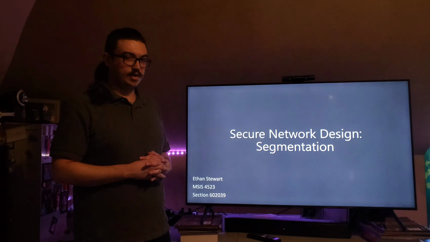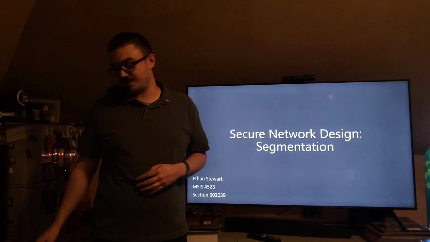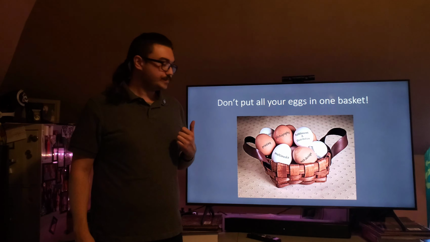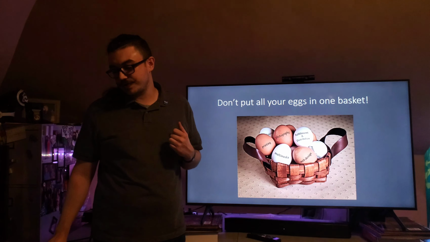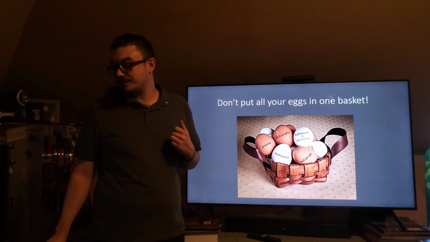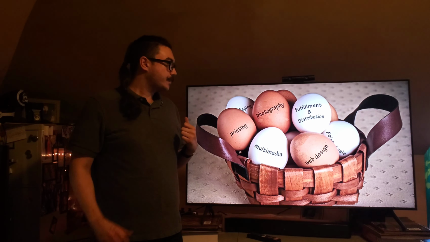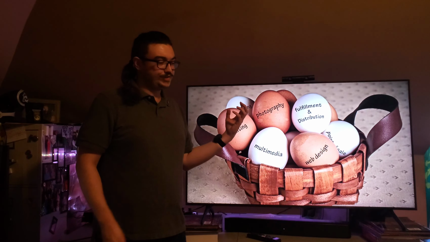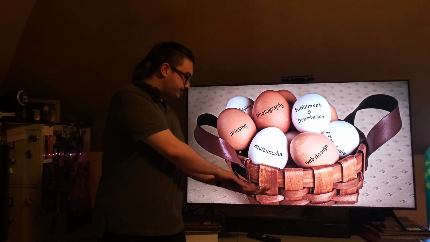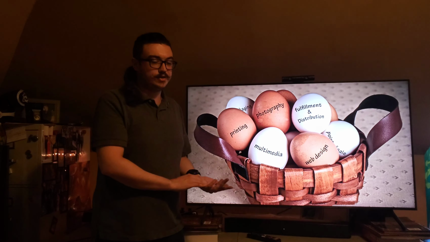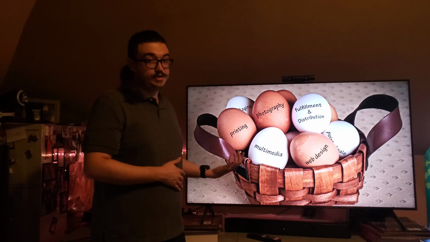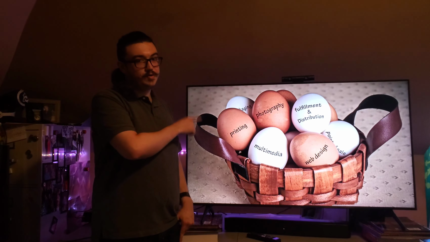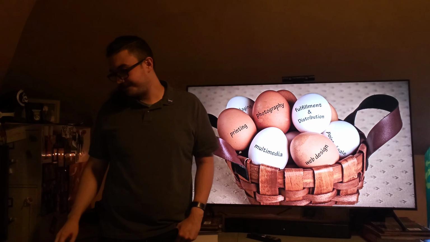The basic concept behind segmentation is avoiding this problem. Don't put all your eggs in one basket. So I'm going to zoom in so that way it's easier to see. Here you see we've got all of these disciplines all precariously placed in one single network. And you can see how that might be dangerous, where if this one network is compromised, then everything's lost. So this is what we're trying to avoid whenever we're segmenting a network.